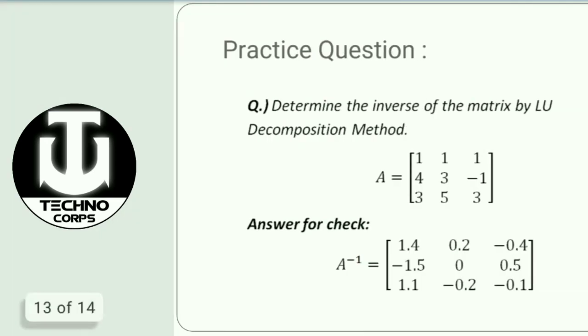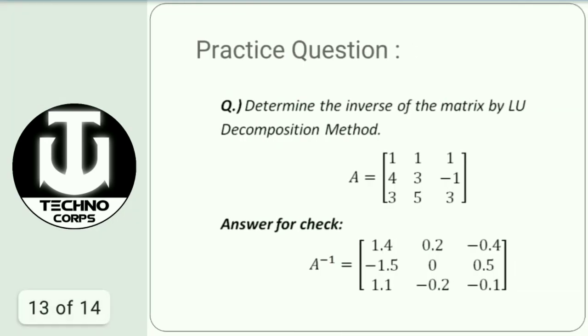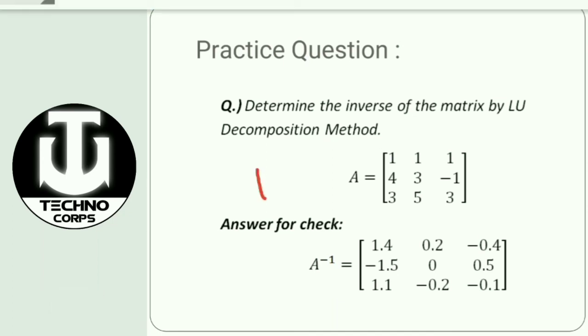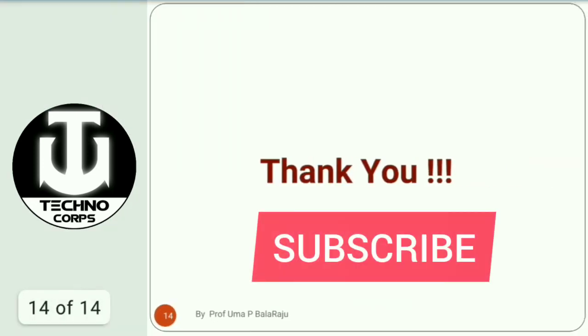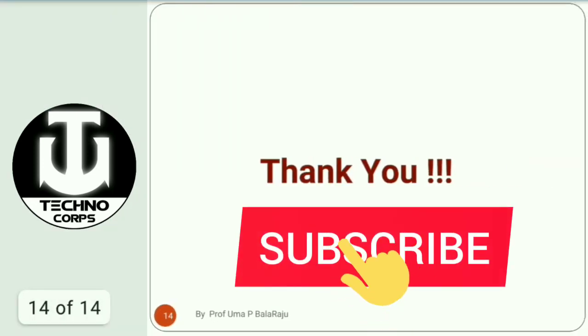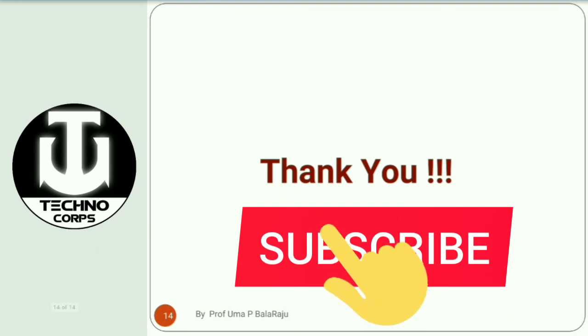Now this is the practice question. You can see I have given a practice question with the answer. So go and practice with this question and check whether you are getting this answer or not. So this is all about how to calculate the inverse of a matrix using the LU decomposition method, which is also known as the factorization method or the triangularization method.